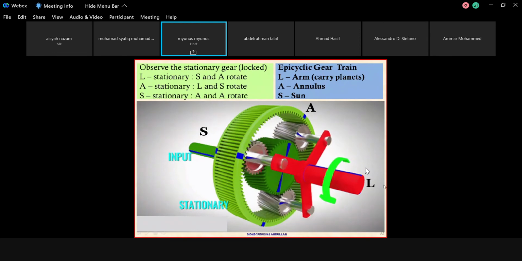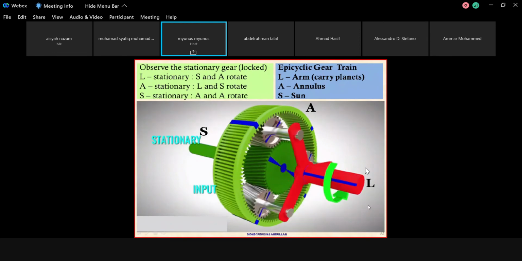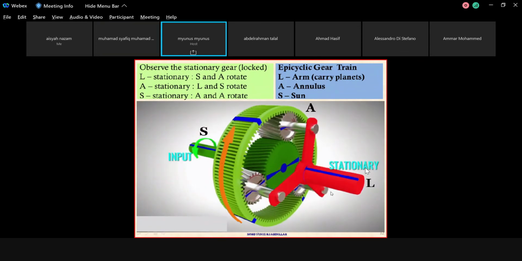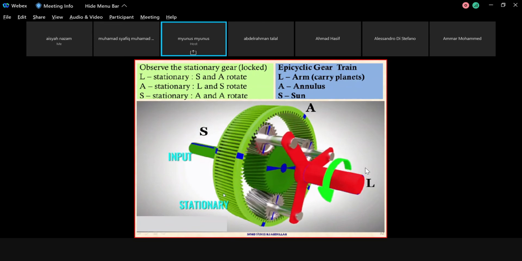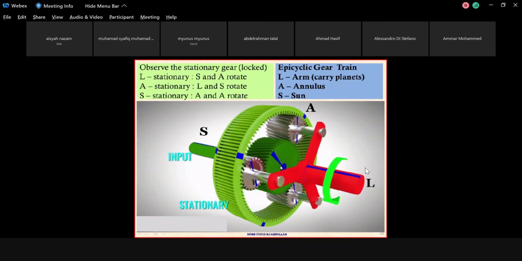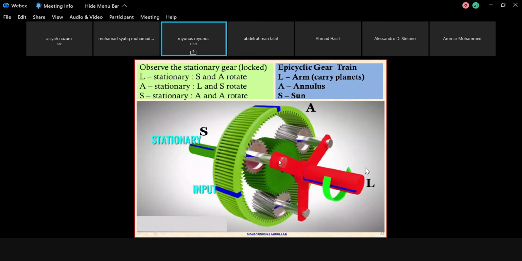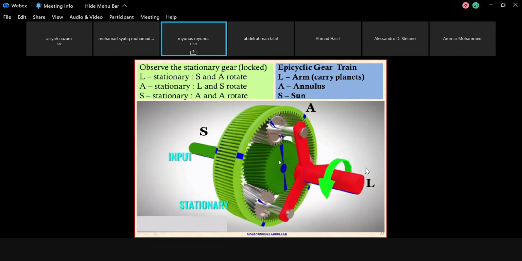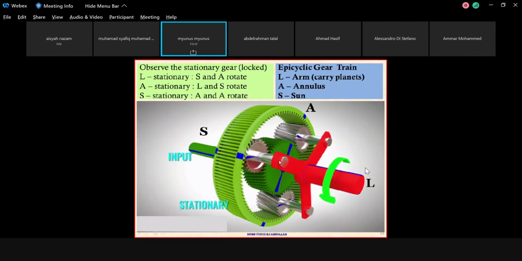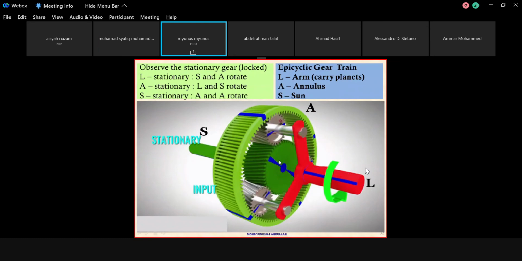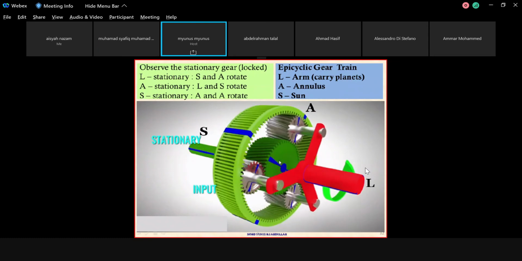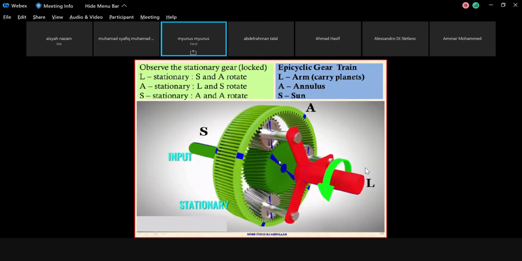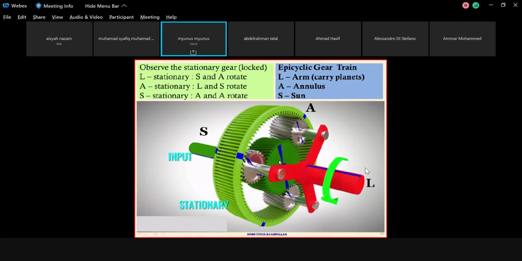Look here, we start with the arm. Look at the red one. When the red one is locked, stationary, the rest can still rotate. Then when the annulus is stationary, the rest can also rotate. When the sun, the inner gear, also stops, the other gears can rotate. So that's the beauty. Even if you lock one of the gears, the other gears can still rotate. Understand me? But in a spur gear, if you lock one gear, the rest are locked and cannot move. Here, you lock one gear and the other gears are still rotating. They are independent, so we call it an independent gear.